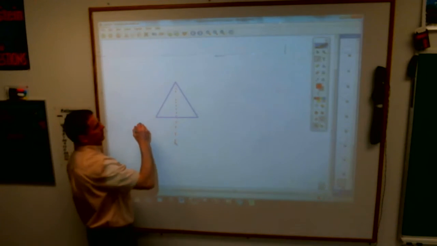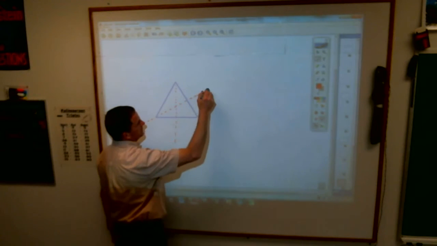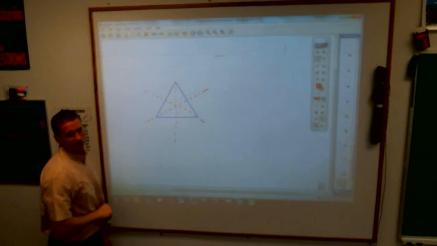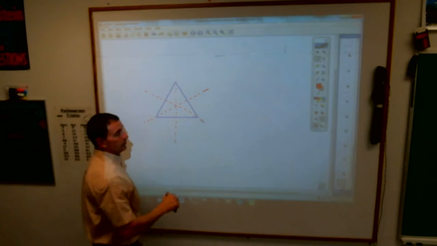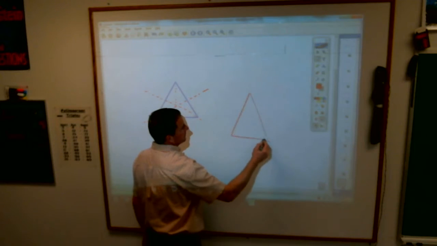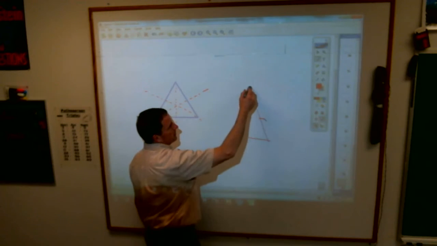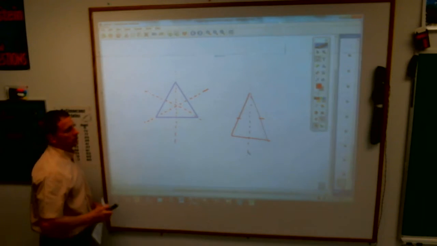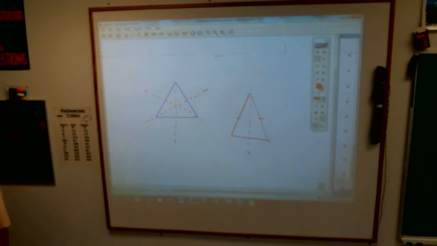No, if it's an equilateral one, actually, this is a line of symmetry, as is this. Equilateral triangles have three lines of symmetry. If it was just an isosceles triangle, so that only had two equal sides, then it only has the one down the middle. But if it's equilateral, you can spin that and turn it and have that all sorts of ways.